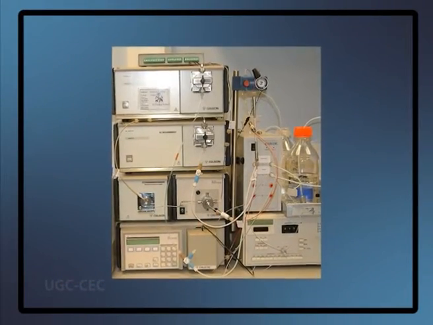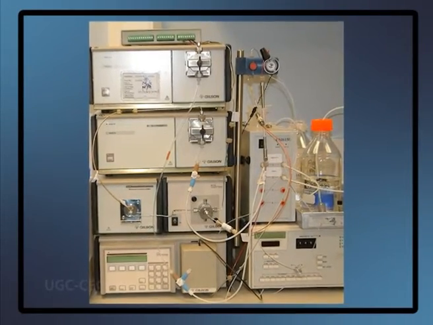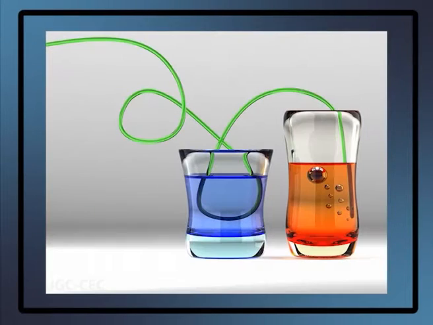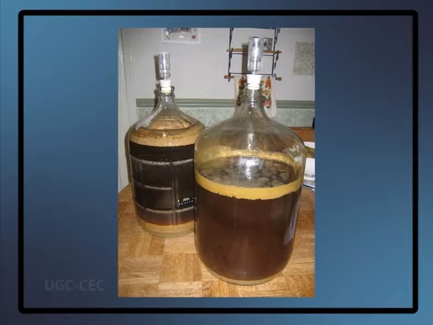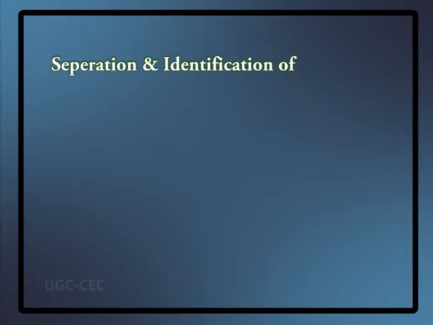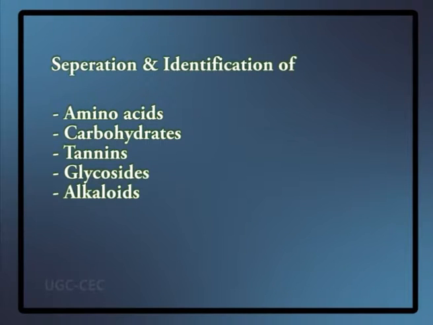The stationary phase immobilizes the liquid surface layer, which becomes the stationary phase. The mobile phase passes over the coated adsorbent, and depending upon relative solubility in the coated liquid, separation occurs. The components of the sample mixture appear separated because of differences in their partition coefficient. Application. It is used for separation and identification of amino acids, carbohydrates, tannins, glycosides, alkaloids, etc.